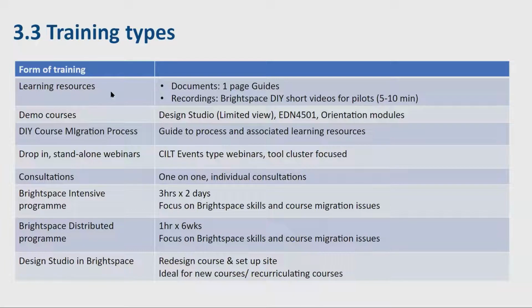So the first element of our training is to make sure that there are learning resources available, and those include documents like one-page guides for the various tools and recordings. For the pilot process, we are using Brightspace's materials for these, largely because the UCT instance of Brightspace may change towards the end of the pilot. And what that means is that we don't want to have to do guides twice, particularly not recordings twice. So there will be key guides made for the UCT space. The others will be more generic.